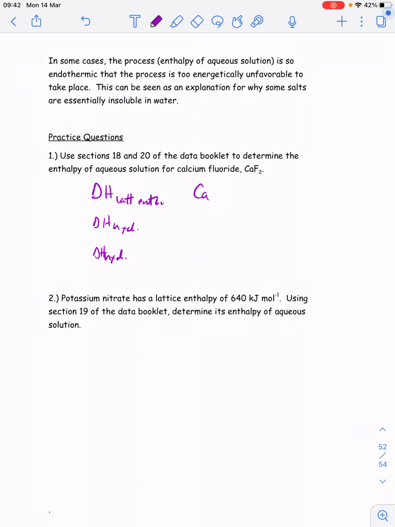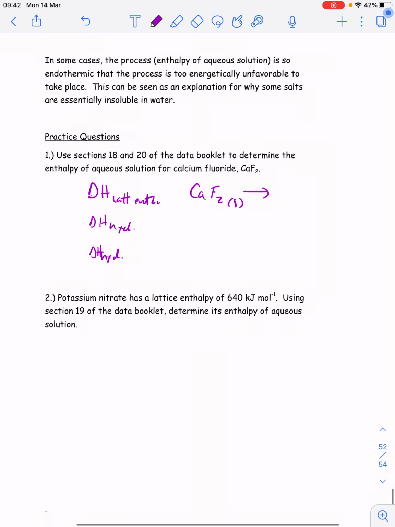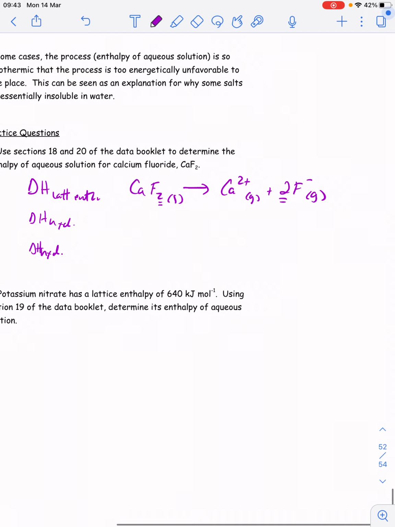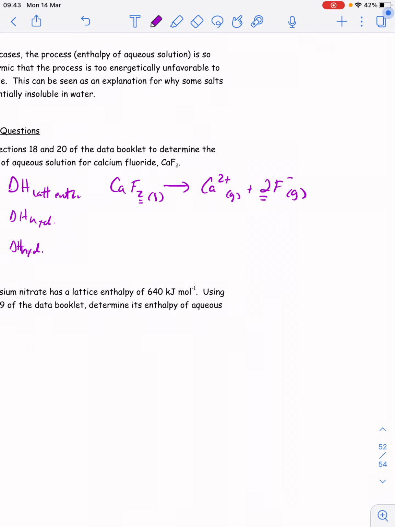So the lattice enthalpy of calcium fluoride, we should know, is the enthalpy change when 1 mole of calcium fluoride solid becomes calcium ions and fluoride ions that are gaseous. Right, so you need to make sure you move little subscripts into coefficients when you separate these ions apart. So that's a lattice enthalpy. That's in section 18 of the data booklet. I'm not going to turn there now, but for this one it's 2651 kilojoules per mole. That's a positive value. Lattice enthalpies are always positive because you're separating apart these ions which have strong ionic bonds between them.